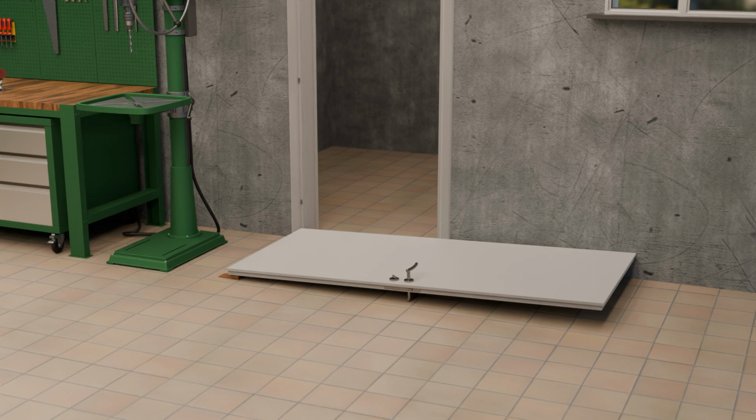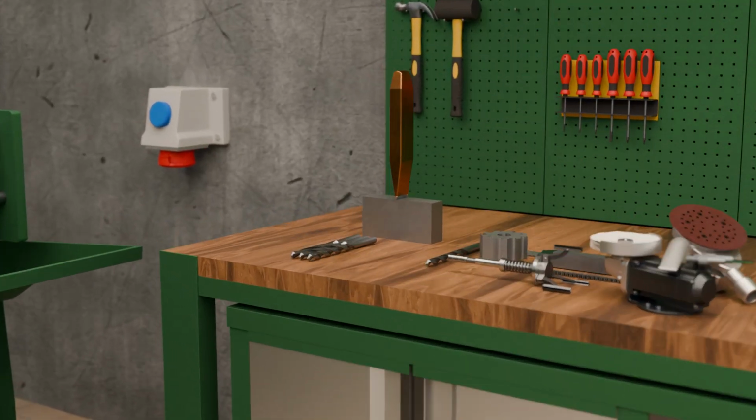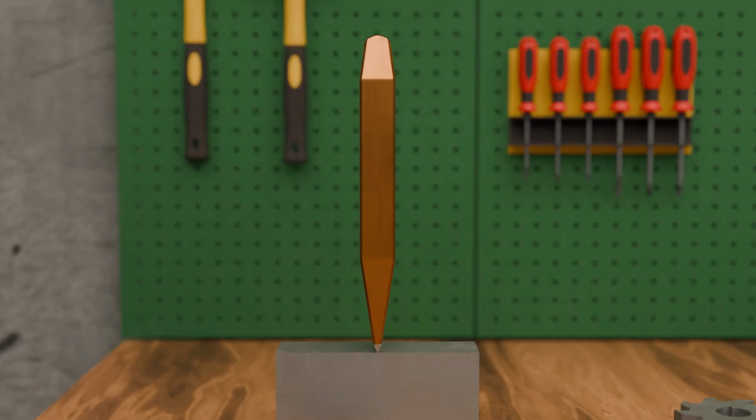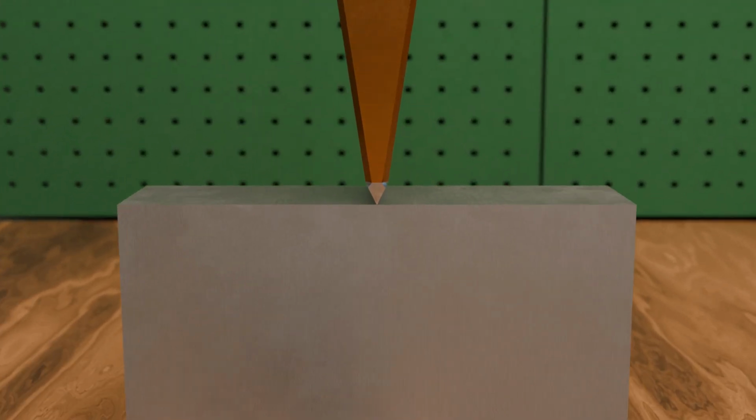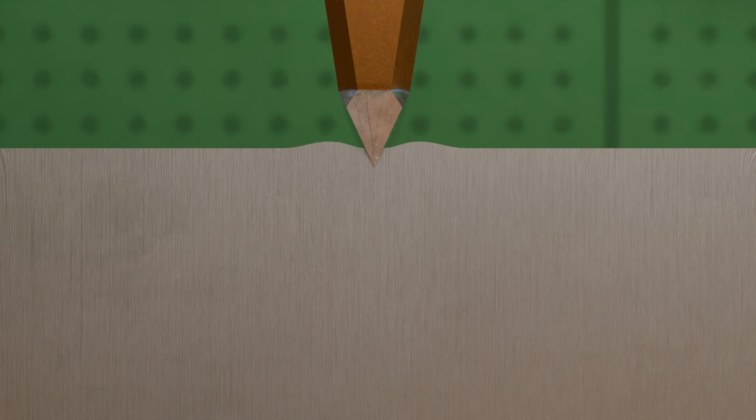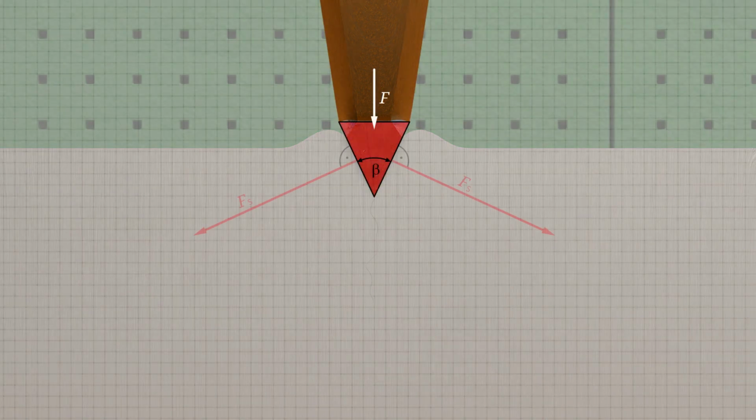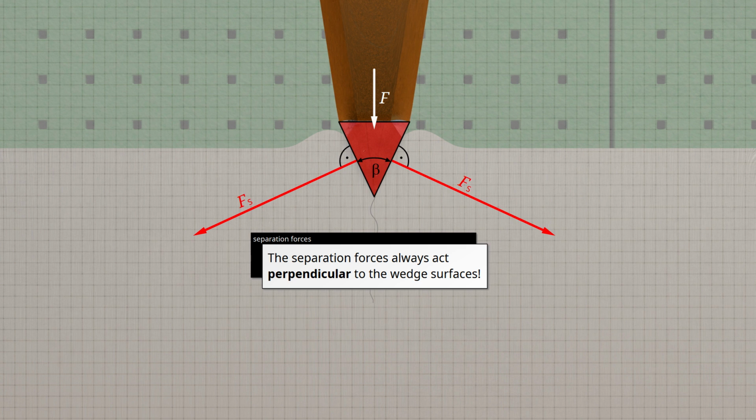To better understand the forces acting on a cutting wedge, we consider the example of splitting a workpiece with a chisel. The chisel tip forms a typical cutting wedge. By striking with a hammer, a vertical force is applied. Like a snowplow pushing snow, the wedge displaces material perpendicular to its faces. These perpendicular forces are the separation forces that ultimately split the material, much like the earlier example of lifting a door from its hinges. So note, the separation forces always act perpendicular to the wedge surfaces.